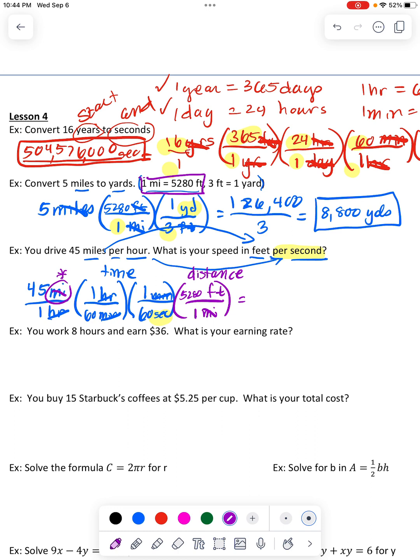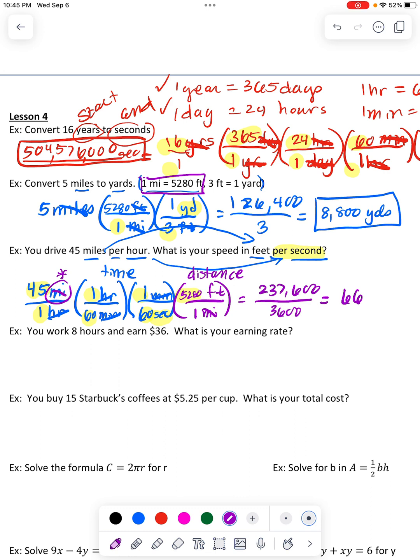That's going to leave me with multiplying the numbers on the top, which is 45 times 1 times 1 times 5,280. That'll give me a value. What did I get? 237,600. And then on the bottom, I have 1 times 60 times 60, and so that's going to be 3,600. When I use my calculator to divide that, I got 66.